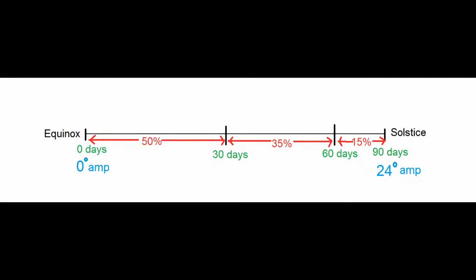In another example, let's say the date is November the 11th and the latitude is 10 degrees south. The maximum amplitude at this latitude is 24 degrees. Using our line, let's work it out. Label the left side equinox and the right side solstice. Make a mark at the 50% point and the 85% point. Label the equinox 0 days, the 50% point 30 days, the 85% point 60 days, and the solstice side of the line 90 days. If you have no measuring instrument, you can make these marks simply by eyeballing the line and guessing where they are.